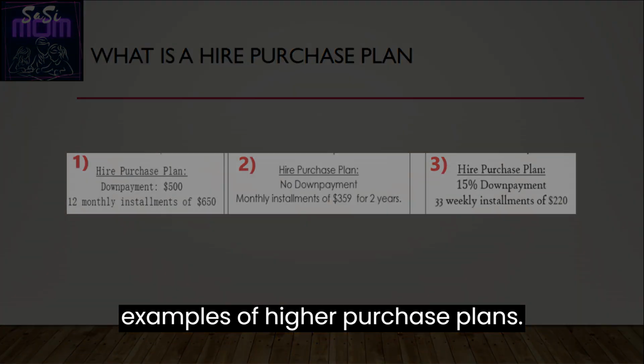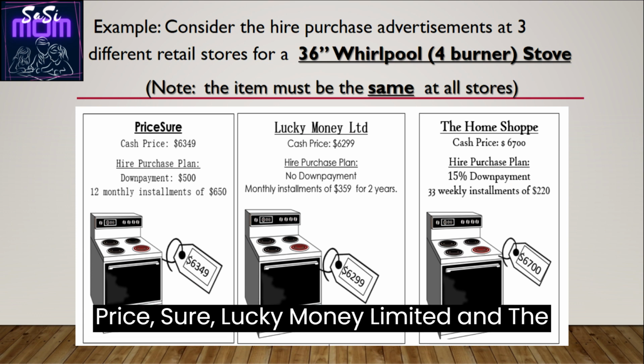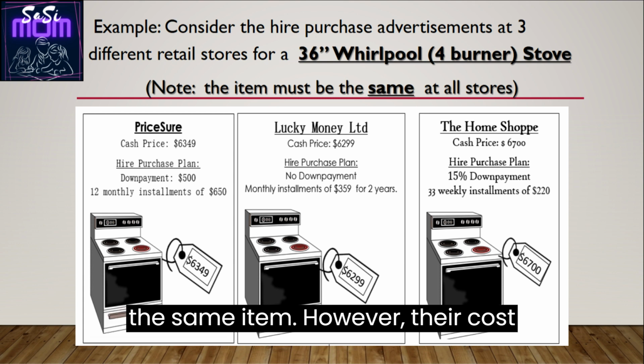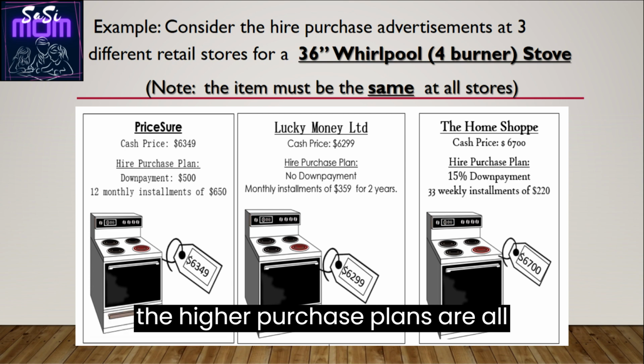Here are some examples of hire purchase plans. These are from 3 different stores: Price Sure, Lucky Money Limited, and The Home Shop. They are all selling exactly the same item. However, their cost prices of the same item are different, and the hire purchase plans are all different.